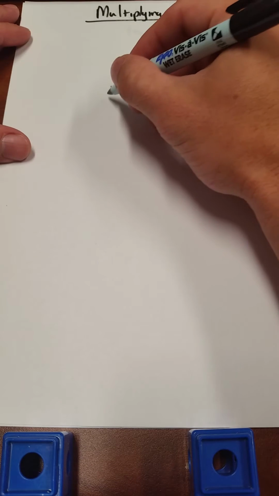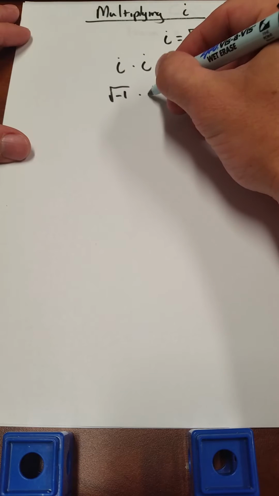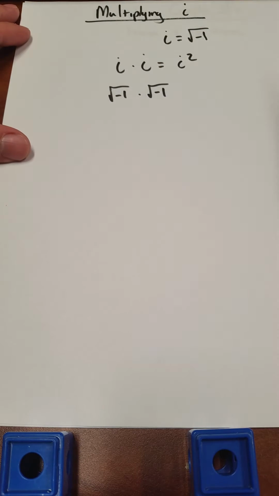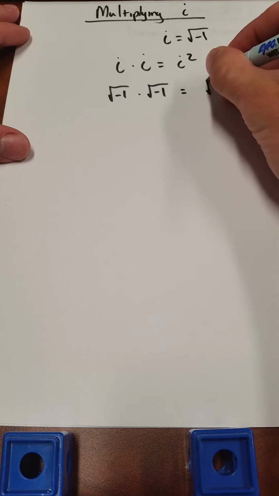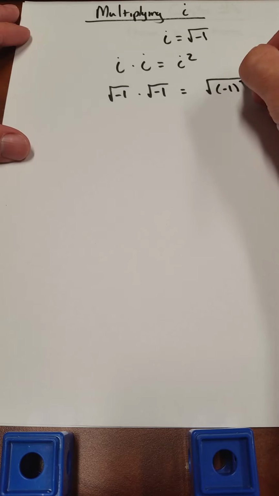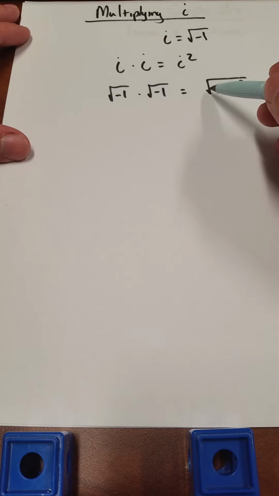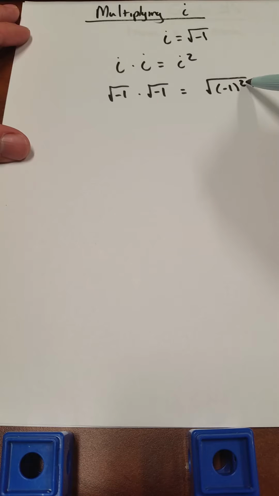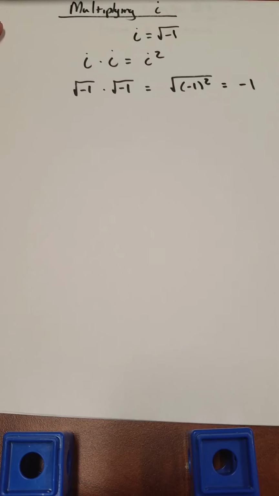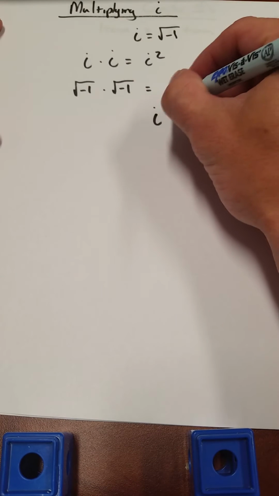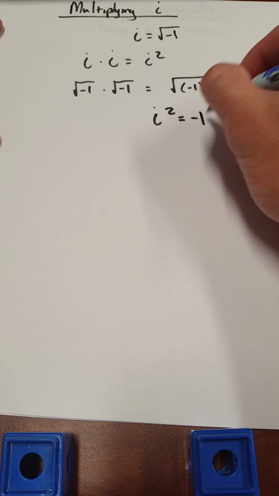Well, if we look at i times i, that means that's the square root of negative 1 times the square root of negative 1. Well, that means that is the square root of negative 1 squared. Well, if you take the square root of something that's being squared, then that just means whatever's underneath actually comes out. So that's negative 1. Big picture topic there is that i squared equals negative 1.